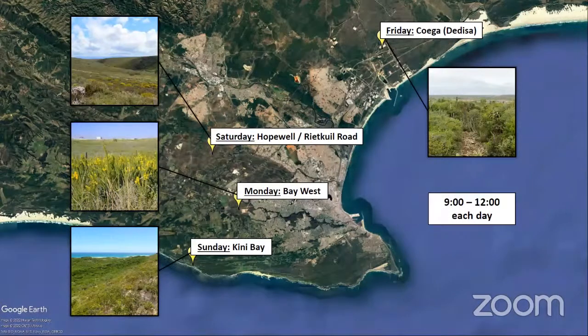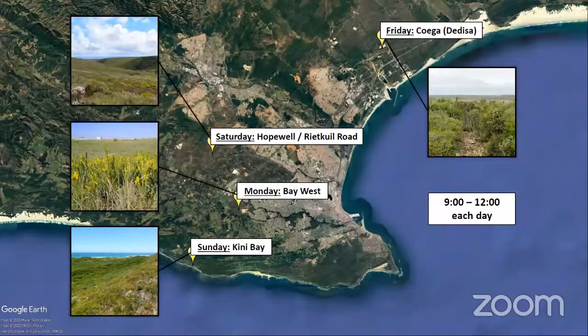Then on Sunday morning, we'll be going up to Kini Bay, which is coastal vegetation, coastal dunes, a mixture of dune fynbos and dune thicket. But we'll also be walking along the beach where we will see some rock pools, always lots of interesting little creatures and things that we find in there. So the Sunday one should be quite a diverse array of things that we'll be able to see.